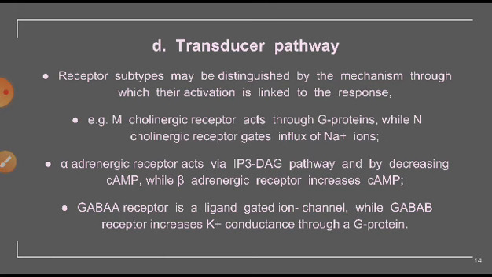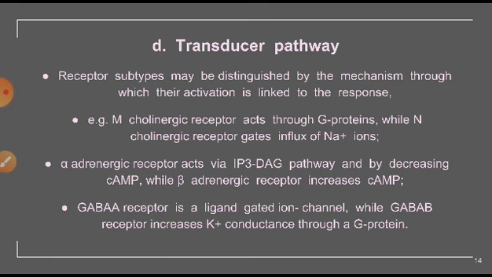Next is the transducer pathway. This is a very important classification of the receptors. You know what the purpose of a drug is. When you have taken a drug, you need to get the effect of the drug. So, from the time when the drug binds with the receptor up to the time when you get the response, that whole process is the transducer pathway. That is the whole process by which you get the effect, and that is called the transducer pathway. That is another method of classifying the receptors.